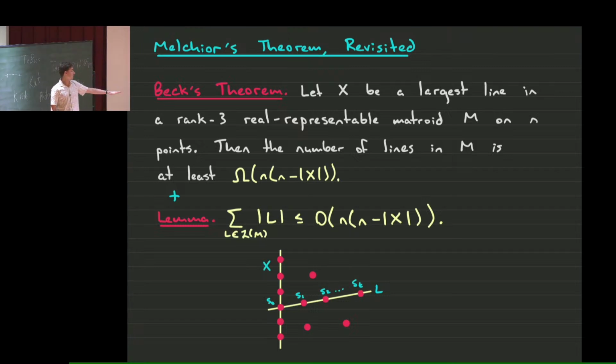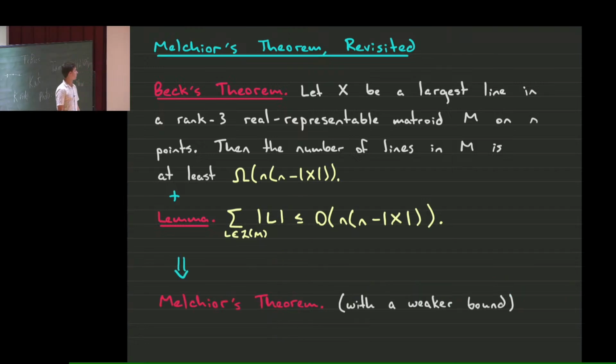So if this line has size t plus 1, then very naturally I can pick out at least t ordered pairs, the second of which is not in the line x. And because distinct points span a unique line, when I count pairs this way, I'm not going to do any double counting. So that's the proof. So like I said, these two things together give us Melchior's theorem.